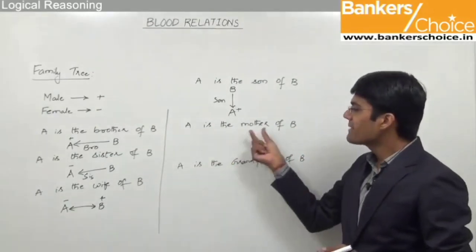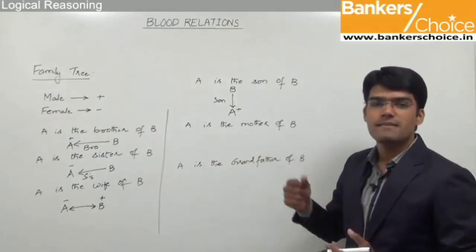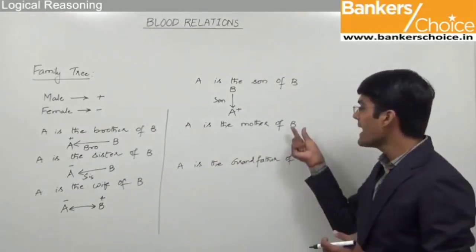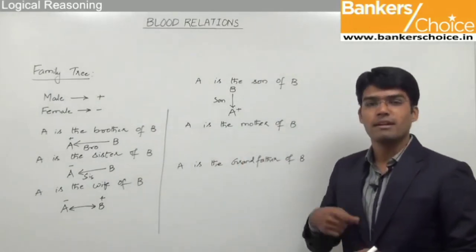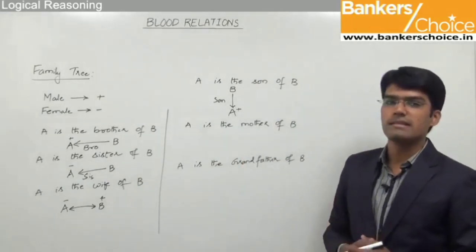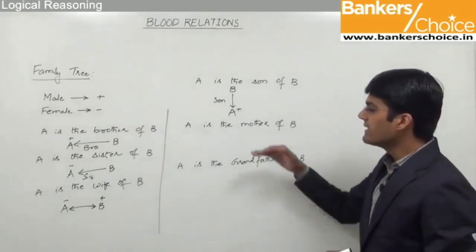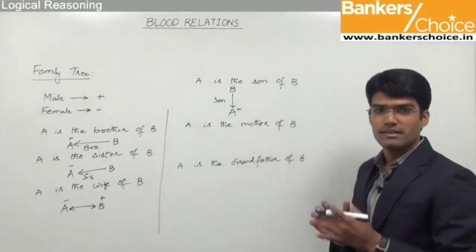Here we know that A is the mother of B. So very clearly A is a female person, but the gender of B is not known. We can only say that B is the child of A, but whether B is a female child or male child is not clear. So we cannot talk about the gender of B. Let us see how to represent these two persons in the diagram.